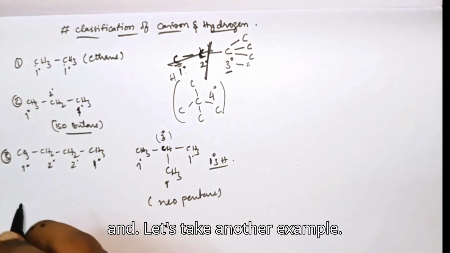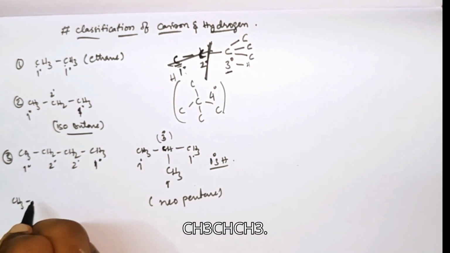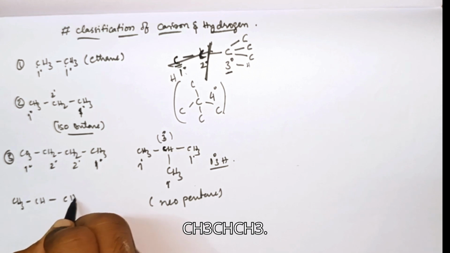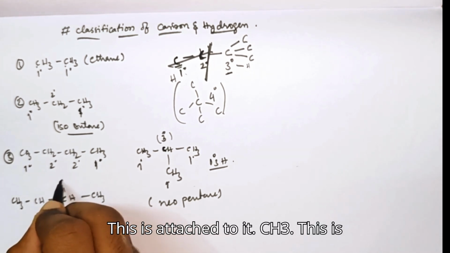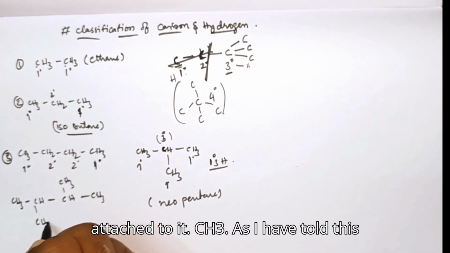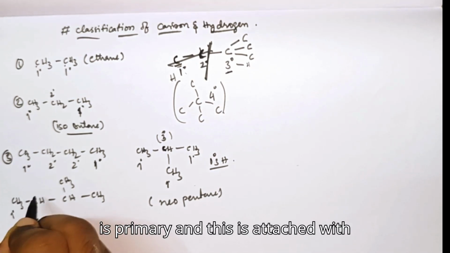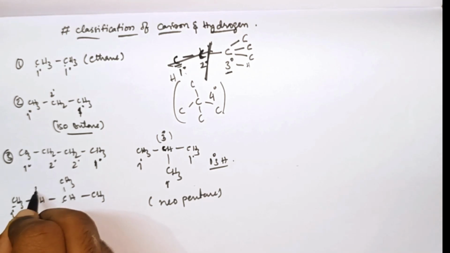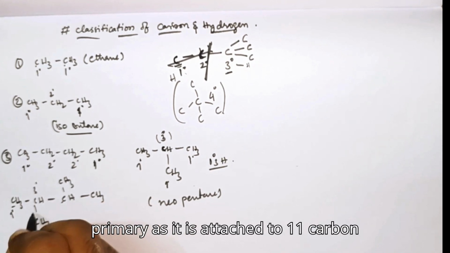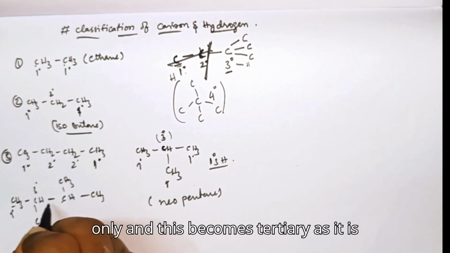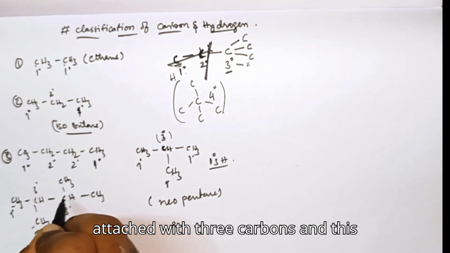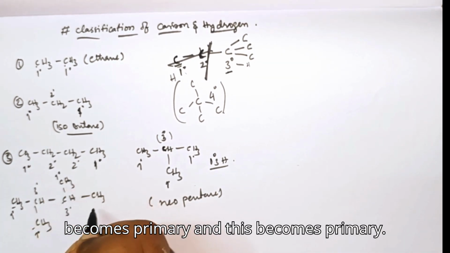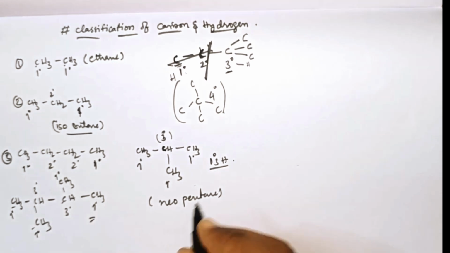And let's take another example: CH3, CH, CH, CH3. This is attached with CH3, this is attached with CH3. As I've told, this is primary. This is attached with three carbons, you are observing 1, 2, 3. This becomes tertiary. This becomes primary as it is attached to one carbon only, and this becomes tertiary as it is attached with three carbons, and this becomes primary, and this becomes primary.